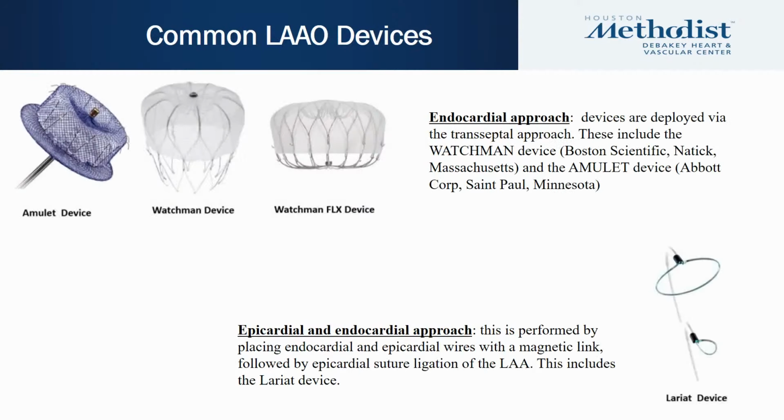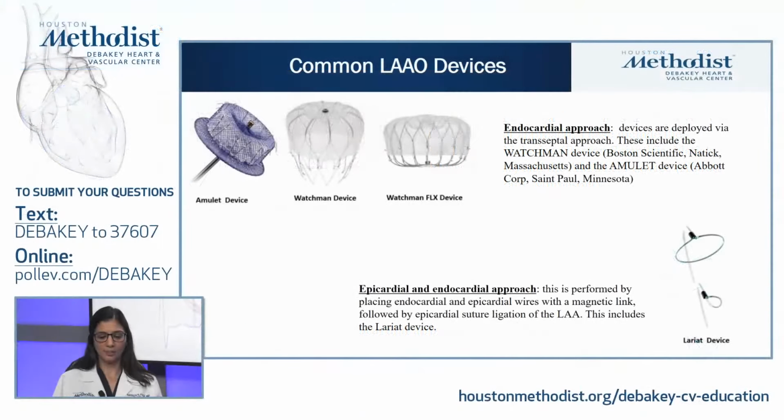And the common left atrial appendage occluder devices include devices relying on the endocardial approach, and these devices are deployed via the transseptal approach, and these include the Watchman device, so the Watchman FLX, and the Amulet device. The Lariat device is performed by placing endocardial and epicardial wires with a magnetic link, followed by epicardial suture ligation of the appendage, and this relies on a combined epicardial and endocardial approach.